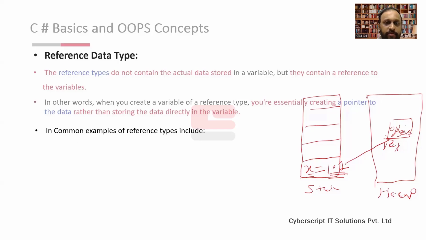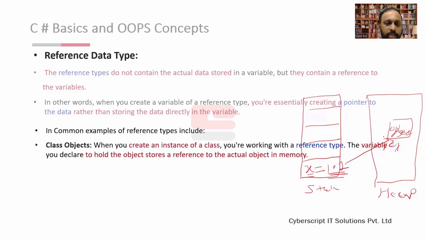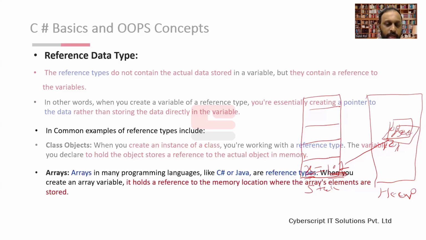Common examples of reference types include class objects. When you create an instance of a class, you are working with a reference type. The variable you declare to hold the object stores a reference to the actual object in memory. So the reference variables would be stored on the stack and the actual object would be created on the heap. The reference variable contains the address of that particular object on the heap memory.